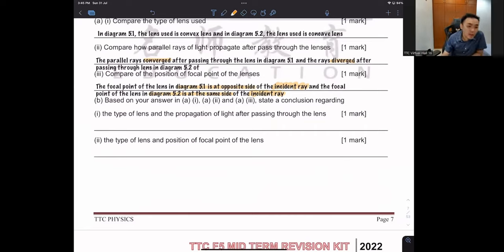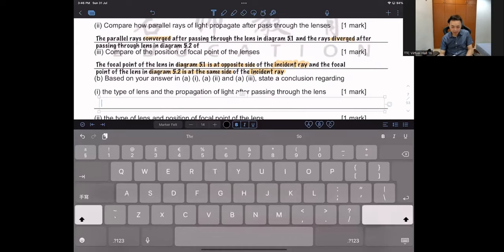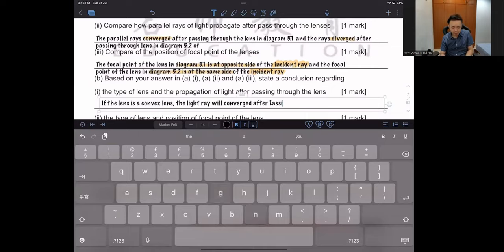Okay. Based on your answer, A1, A2, A3, state a conclusion regarding type of lens used and the propagation of light after passing through a lens, and then the type of lens and the position of the focal point. Now, this one basically means you need to explain about the convex lens how, concave lens how. All right. You could just say one. I mean, you can be lazy about that. So you could literally say, if the lens is a convex lens, the light ray will converge after passing through the lens. And vice versa. This is a very good word to use.